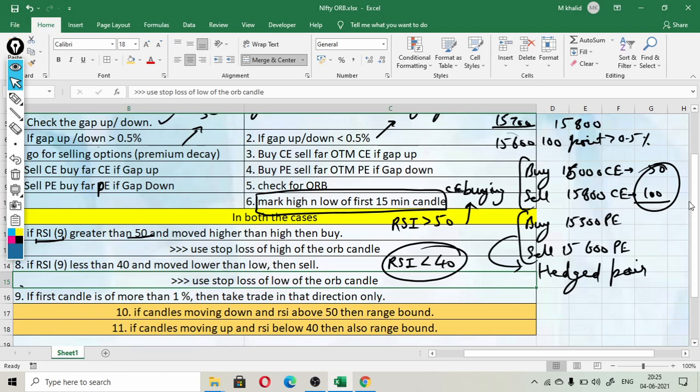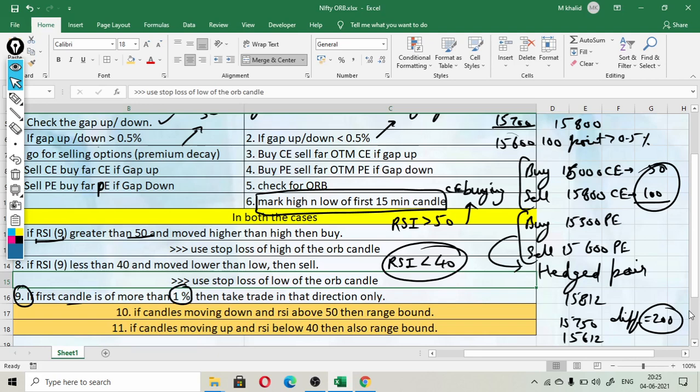And one special condition is there: if the first 15-minute candle is more than 1%. Suppose the opening price was at 15,750, the high price was at 15,812, and the low was at 15,612. So the difference is approximately 200 points. So it is more than 1%.